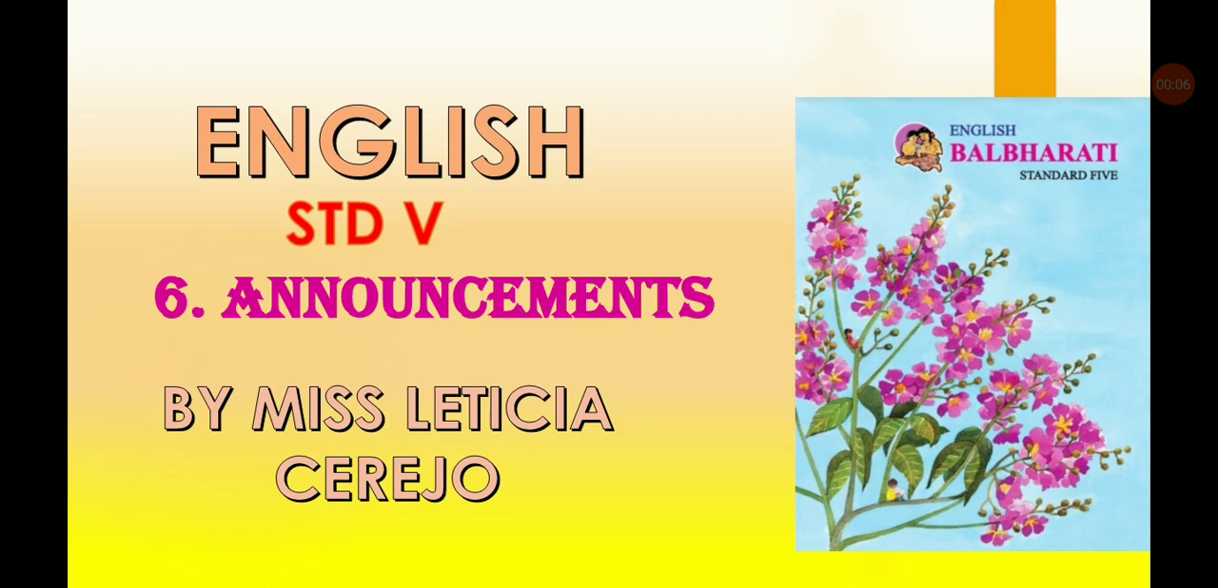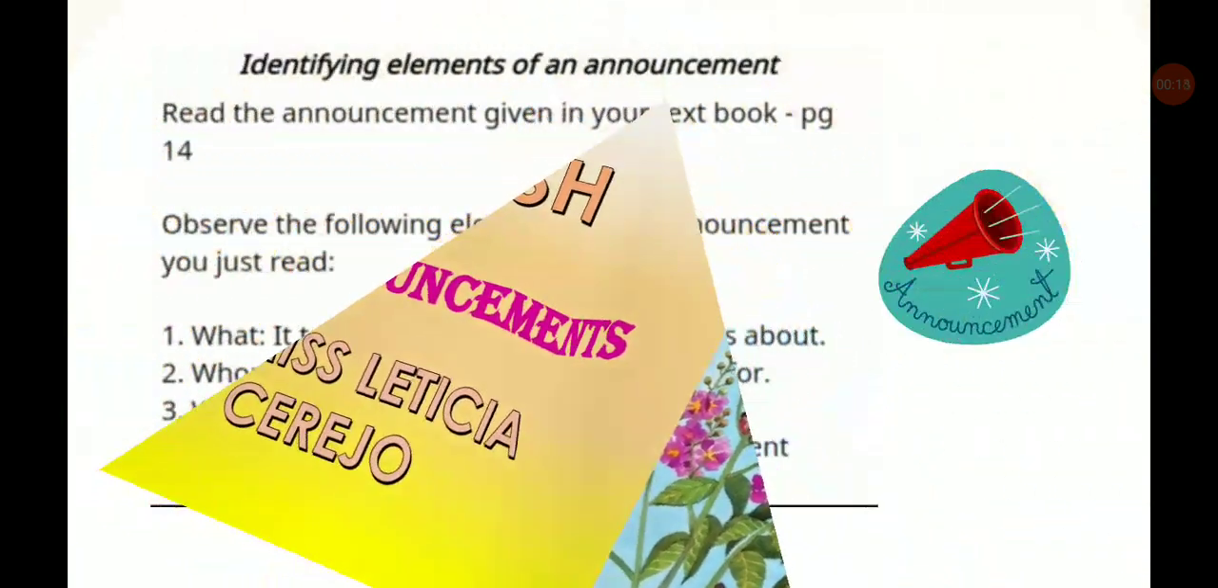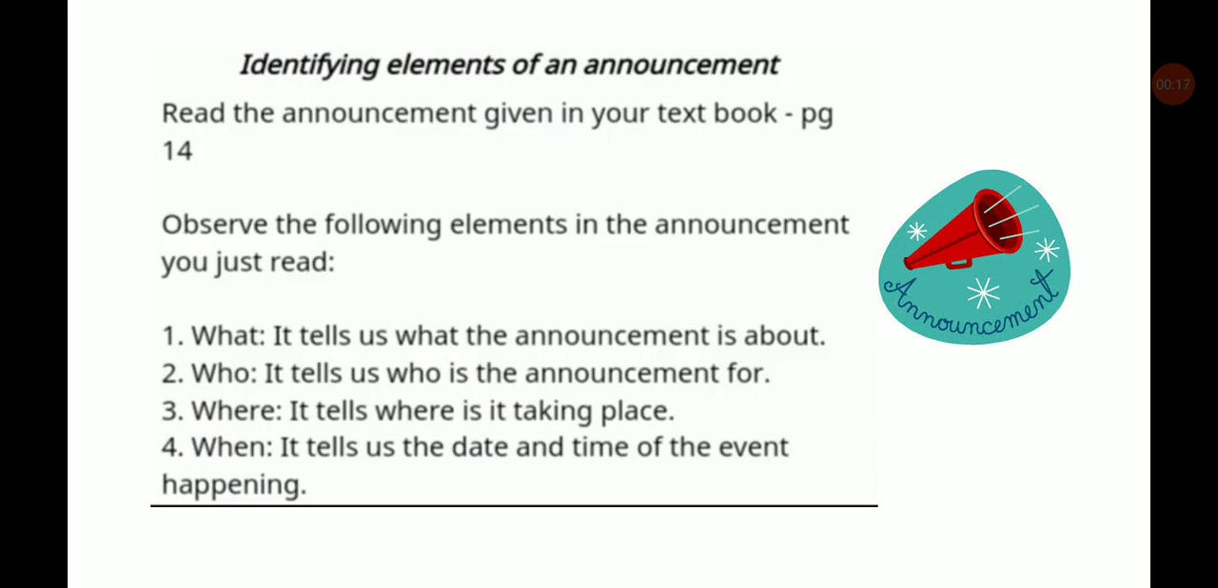Standard 5, English. Chapter number 6, Announcements. Announcement itself tells us that these are declarative sentences which give you some information. Announcements are done in public or privately, in oral form or in written form.